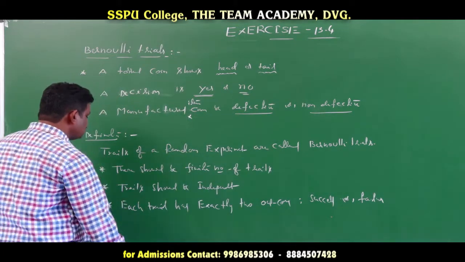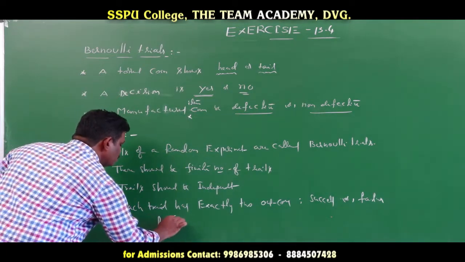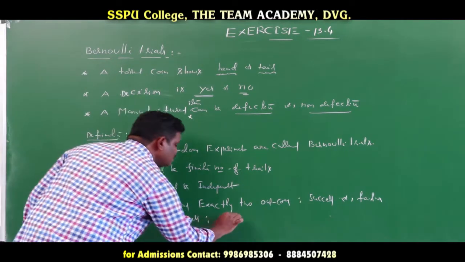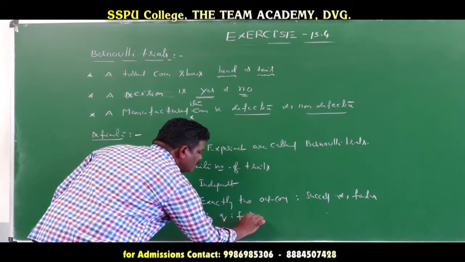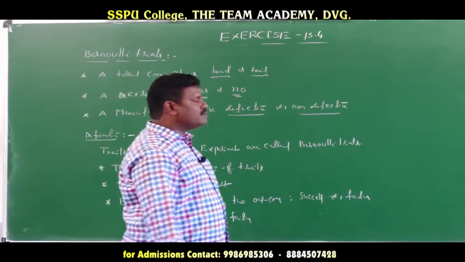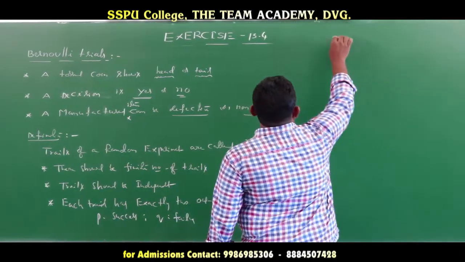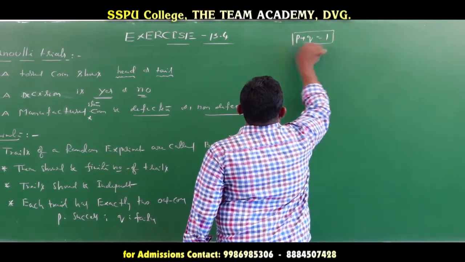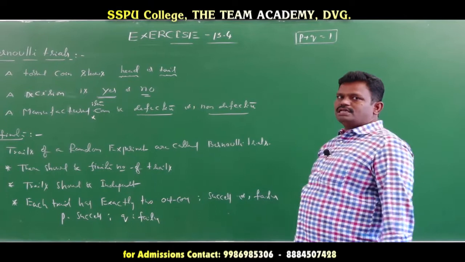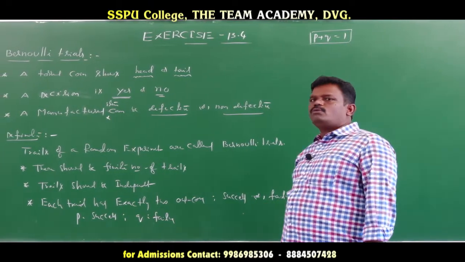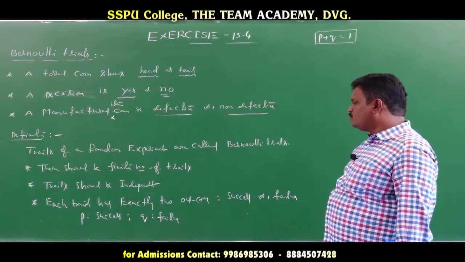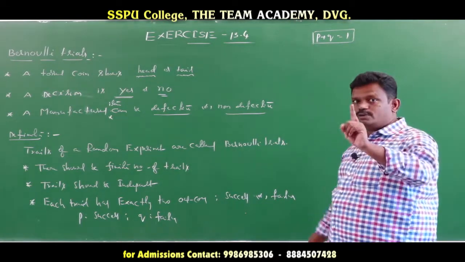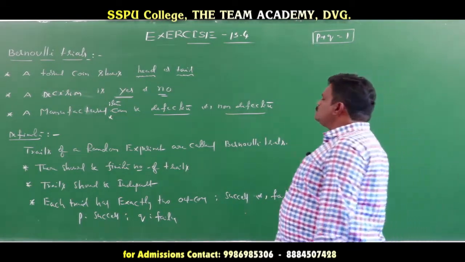Here success is denoted with the letter P, and failure is denoted with Q. One point to remember: the sum of these two values, success and failure, is always P plus Q equal to 1. Probability of success is P, probability of failure is Q, so the sum of the two probabilities is always 1.